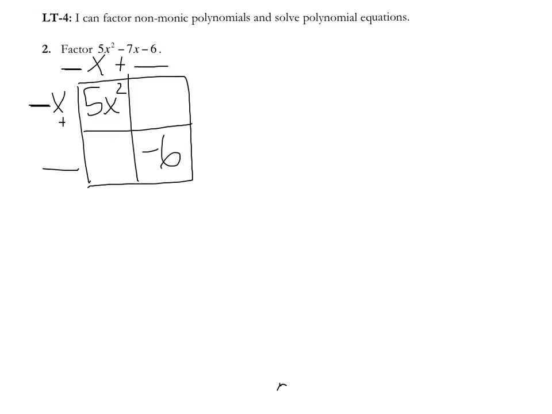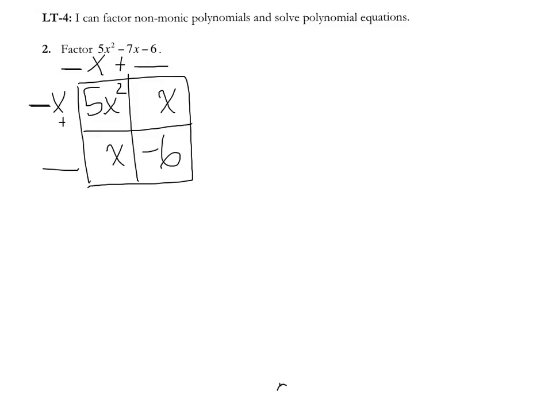Now, these other two boxes are going to have some number times x, and we need to figure out what number goes in front of these x's. Here's where we start getting different from what we had in our monic quadratic situation. So with a monic quadratic, what we'd be looking for at this point would be two numbers that multiply to make a negative 6 and add to make a negative 7. It's going to be a little bit more complicated now that we're working with a non-monic quadratic.